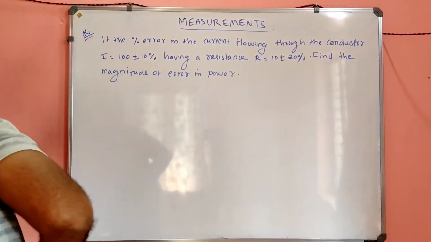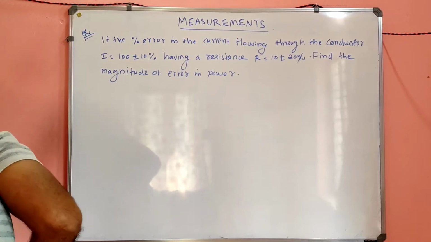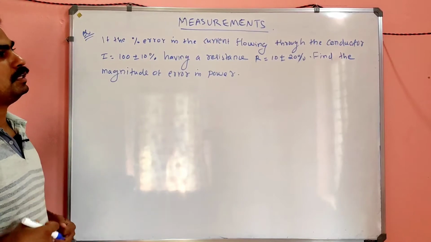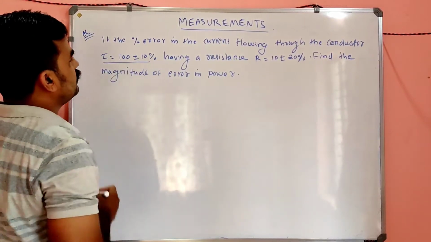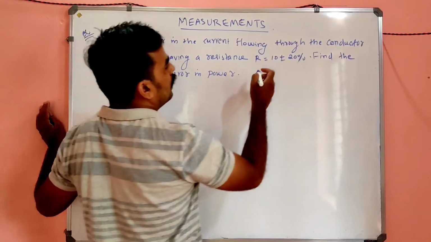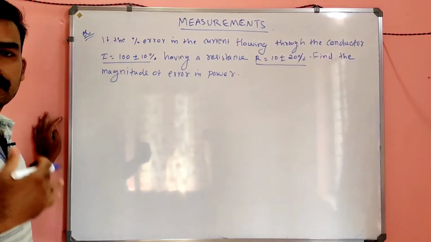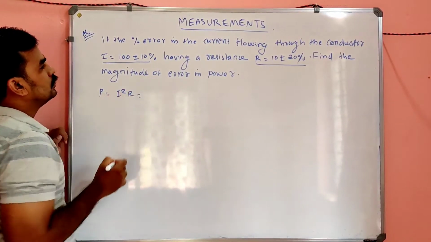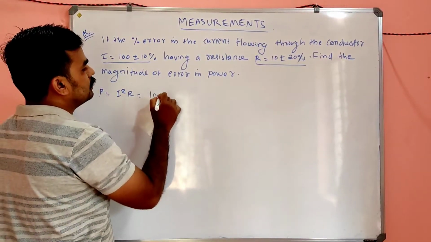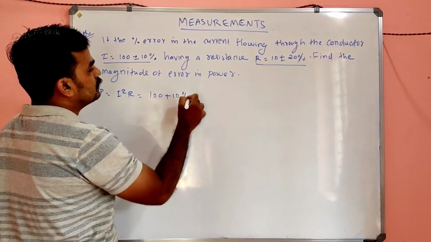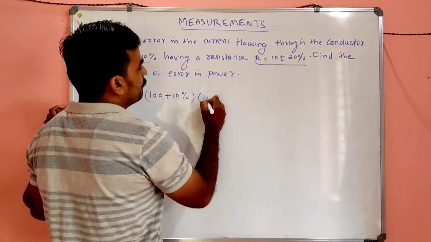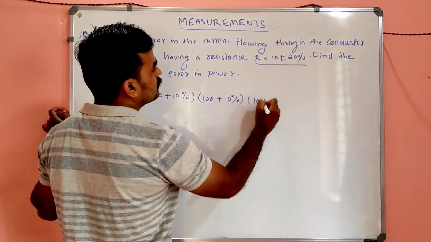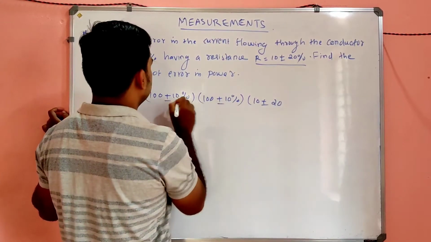Listen. How can we do this? Listen, my dears. The current flowing through the conductor is given, and the resistance R is also given. Find the magnitude of error in the power. It is very simple. Power P is nothing but I squared into R. So what is I here? It is 100 plus or minus 10%, squared, into R. R is nothing but 10 plus or minus 20%.